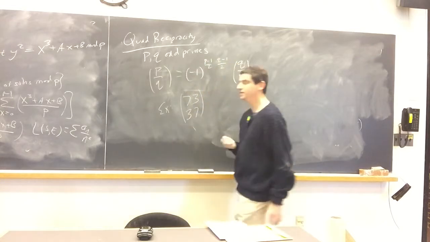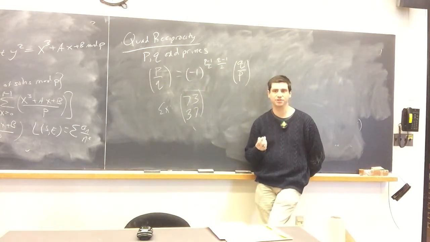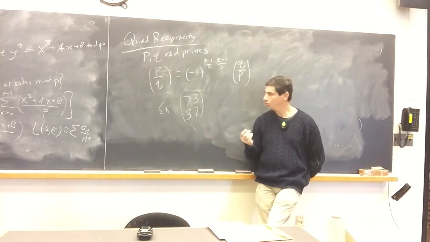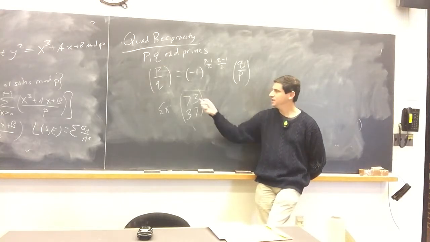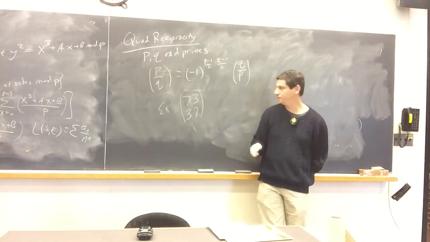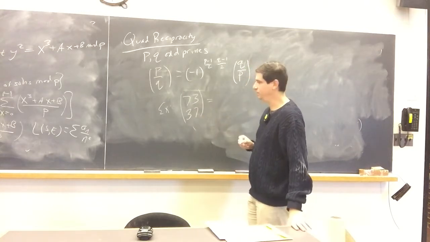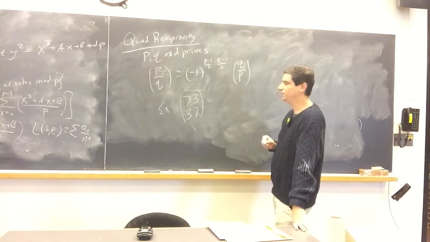So I want to know, is 73 a square mod 37? Well, I can just calculate all the numbers mod 37, square them, and see if it works. Or I can use quadratic reciprocity. 73 minus 1 is 72. Is that a multiple of 4? Yes, that means I don't have to worry about this -1 factor. So the first thing is, I can reduce the 73 mod 37. So what's 73 mod 37?